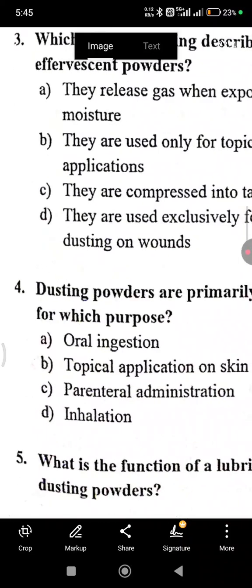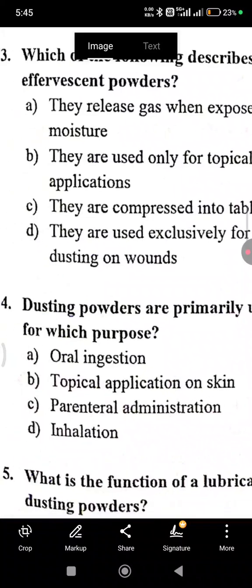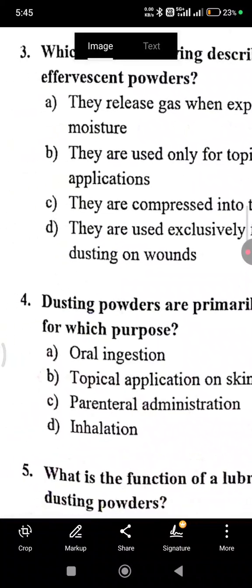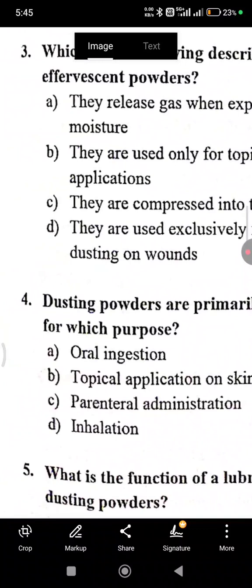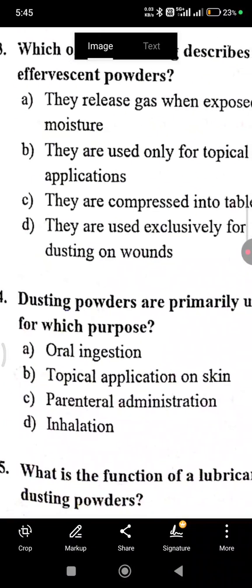Let's go to question number 4. Dusting powders are primarily used for which purpose? Option A, oral ingestion. Option B, topical application on skin. Option C, parenteral administration. Option D, inhalation. Dusting powders are used for topical administration, option B.